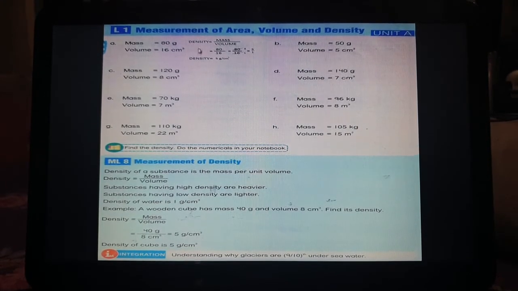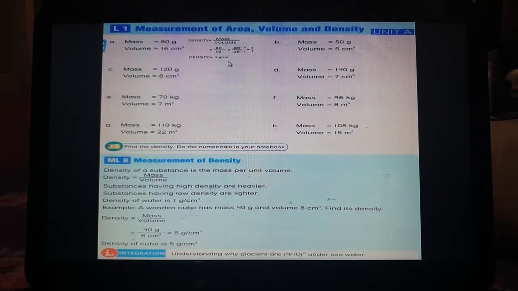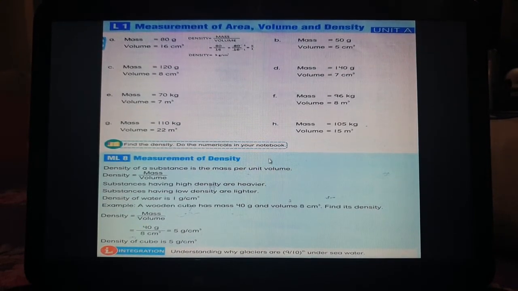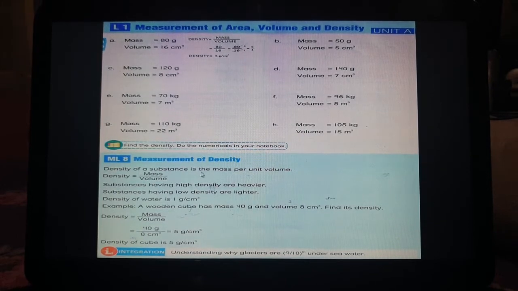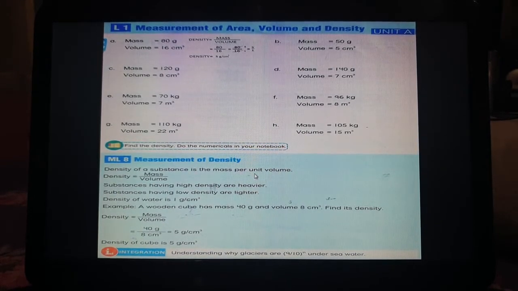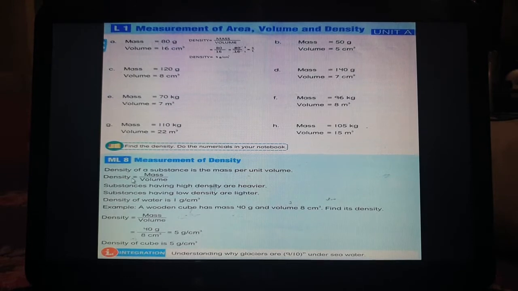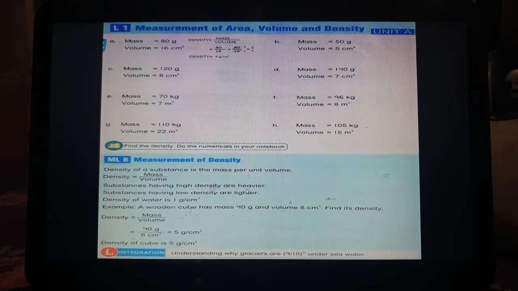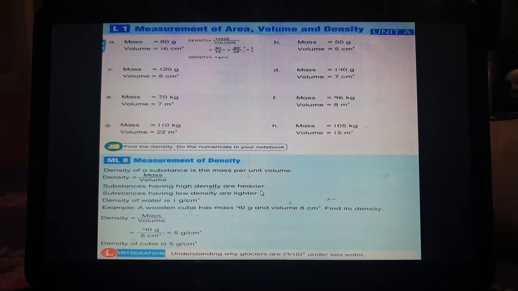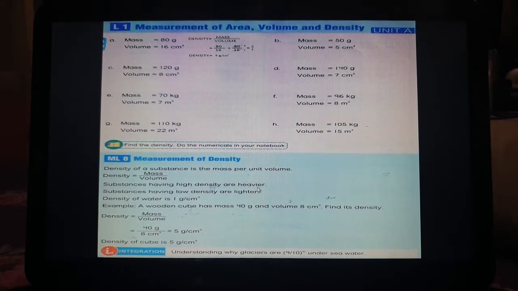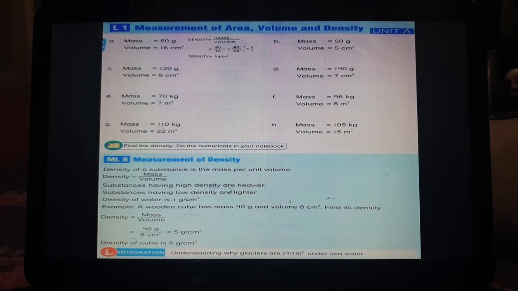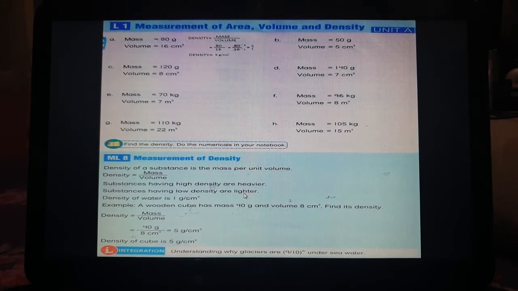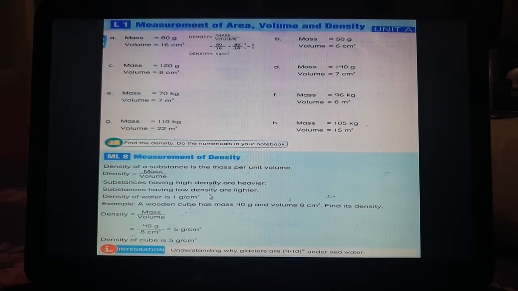whatever formula we have discussed here, that is density is equal to mass by volume, the explanation is clearly given here. So the density of a substance is the mass per unit volume, that is density is equal to mass divided by volume. Substances having higher densities are heavier, that is the substances which are very big in size have high density, and the substances which are lighter, that is smaller in size, will have low density.